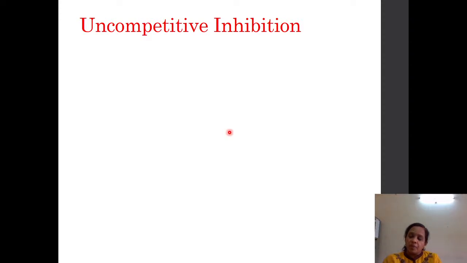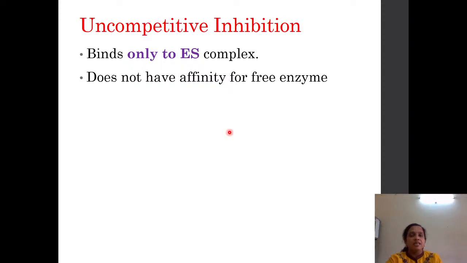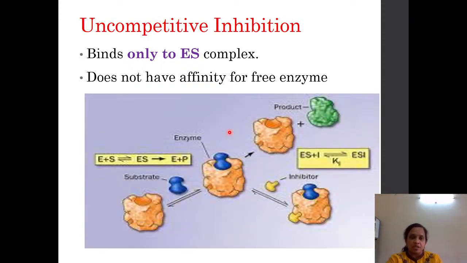Next is uncompetitive inhibition. What do you mean by uncompetitive inhibition? In uncompetitive inhibition, the inhibitor will bind to the enzyme substrate complex only. It cannot bind to the enzyme separately. It does not have any affinity towards the free enzyme. It will bind to the enzyme substrate complex only.